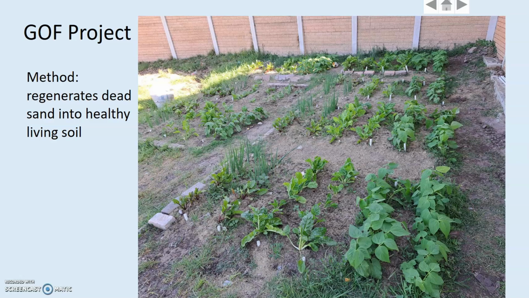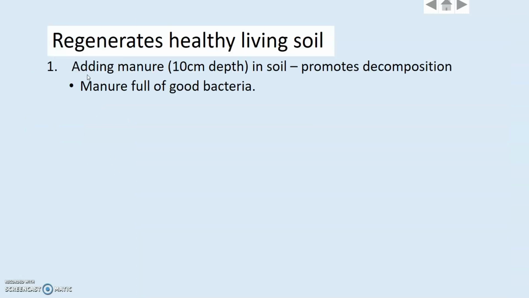And this brings us to our own food garden project. The method that we are following regenerates dead sand into healthy soil. How does it do this? Well, first of all, we add some manure at a depth about 10 centimeters, and this promotes the decomposition because manure is full of good bacteria.